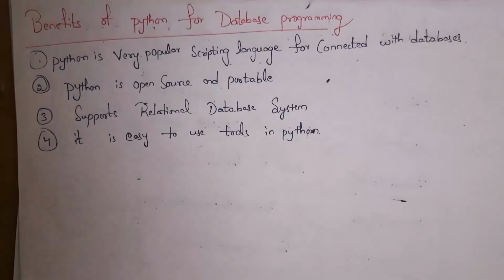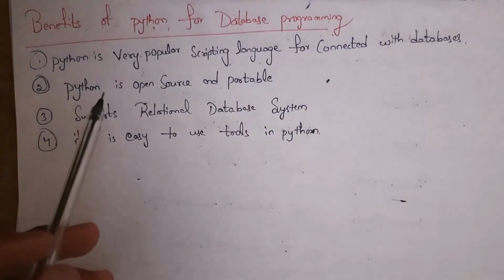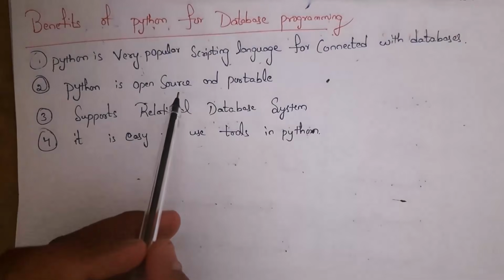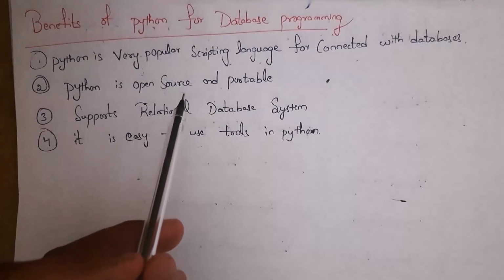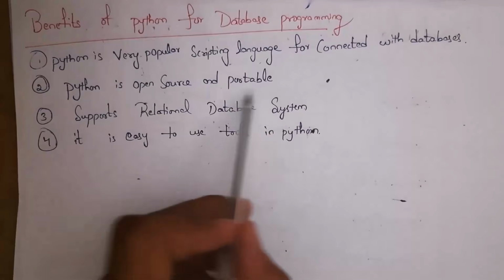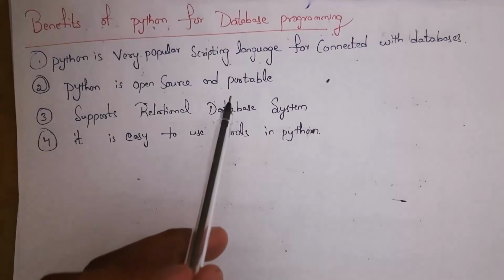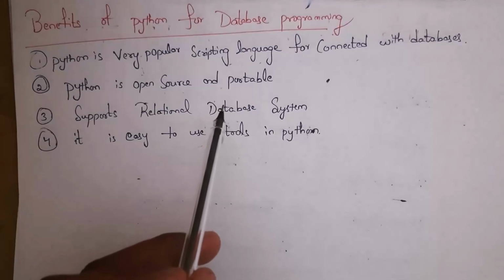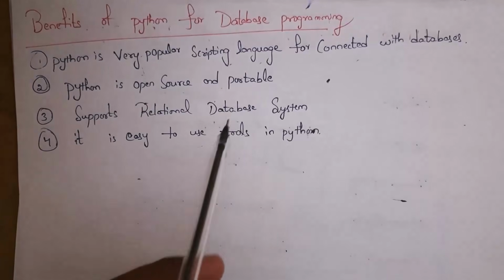Next I will explain the benefits of Python for database programming. Python is a very popular scripting language for connecting with databases. And the second benefit is Python is open source. Open source means we can download Python free of cost from the internet. And Python is portable. Portable means, for example, I wrote a Python program on one system, and I can simply copy that program and run it on another system. This is the meaning of portable.